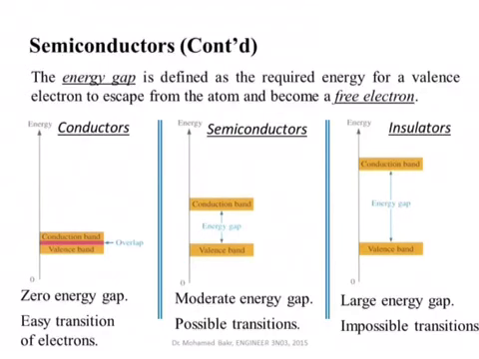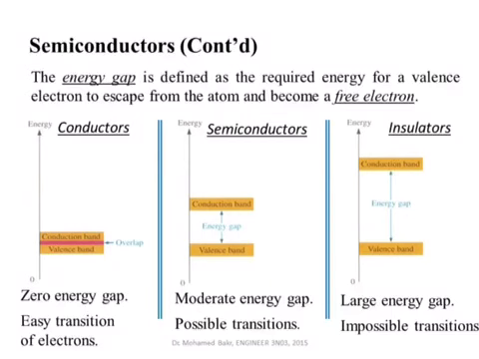So this is one way of looking at it. Zero energy gap. Electrons really do not require much energy to break free from their atoms, and the transition from the valence band to the conduction band is a very easy transition.